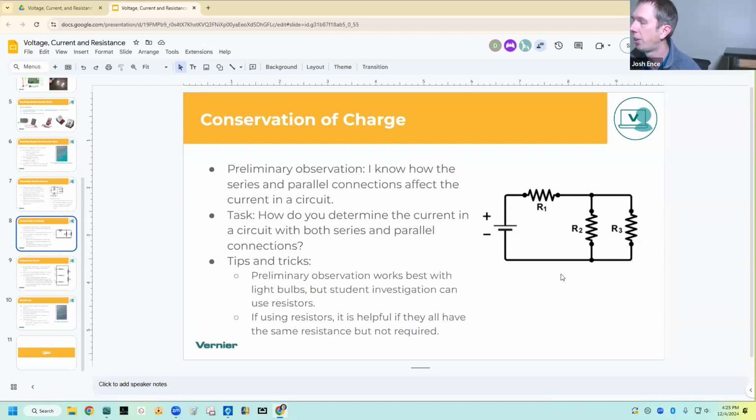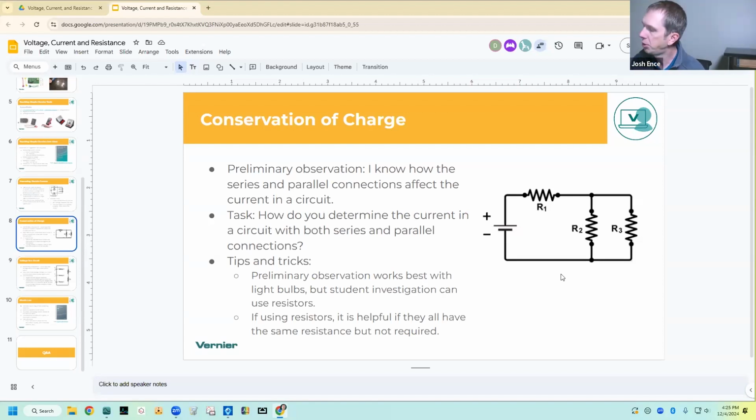This activity can be done with batteries and bulbs. It can also be done with simple ordinary resistors. I would suggest that even if you're planning on your students using resistors, you at least do the preliminary observation using bulbs. That's because it's really easy to see with light bulbs that when the current is greater in a parallel circuit, the bulbs are lit more. And when the current is less in a series circuit, the bulbs are dimmer. That's just much easier to show that way.